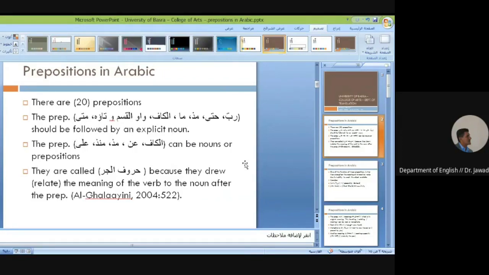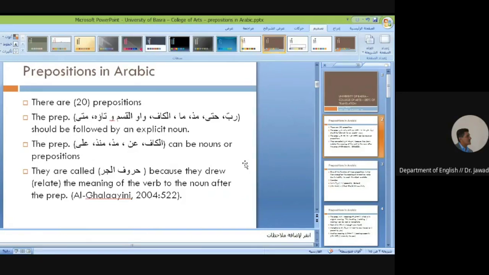Prepositions in Arabic. Grammarians say that in Arabic we have about 20 prepositions. Some of these prepositions, such as رب, حتى, مذ, منذ, وما, والكاف, واو القسم, تاء القسم, متى, should be followed by an explicit noun, يعني اسم ظاهر. It is called in Arabic اسم ظاهر, explicit noun.